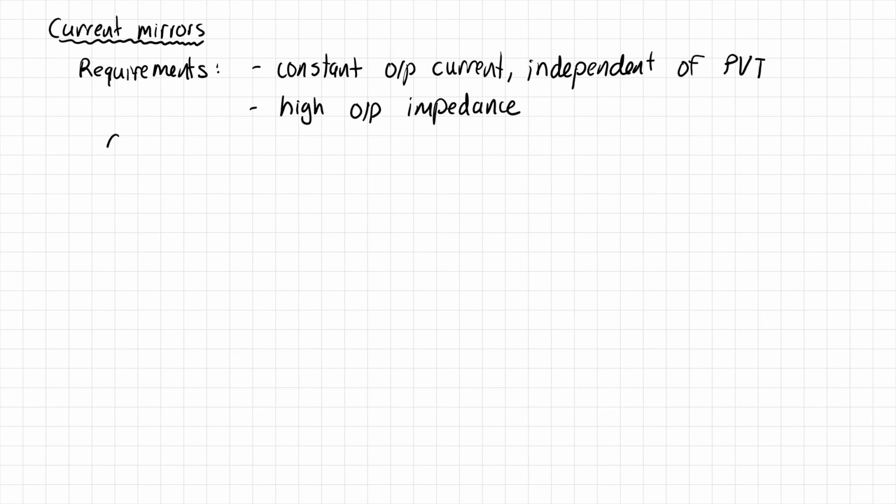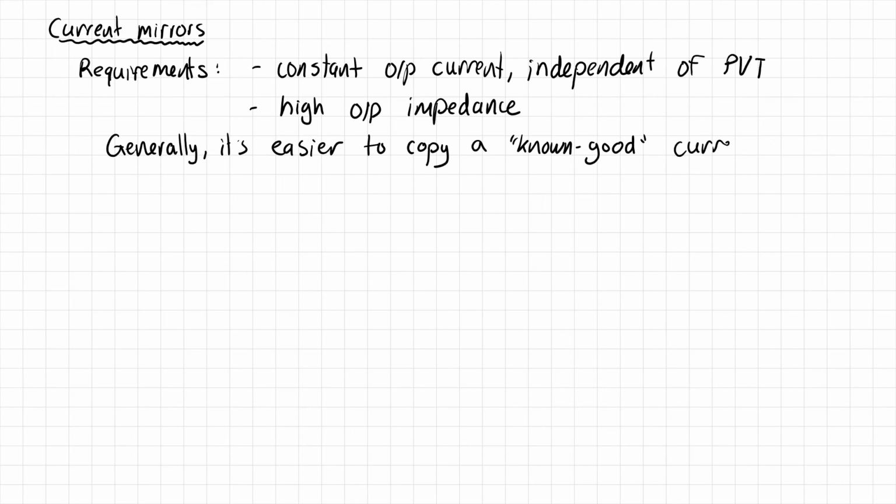Now, generally, it's easier to build a known good current source once and then copy it all across the chip rather than having to build current reference generators for each one of your circuits. So we say generally it's easier to copy what we call a known good current. Usually one that is temperature compensated, something like this.